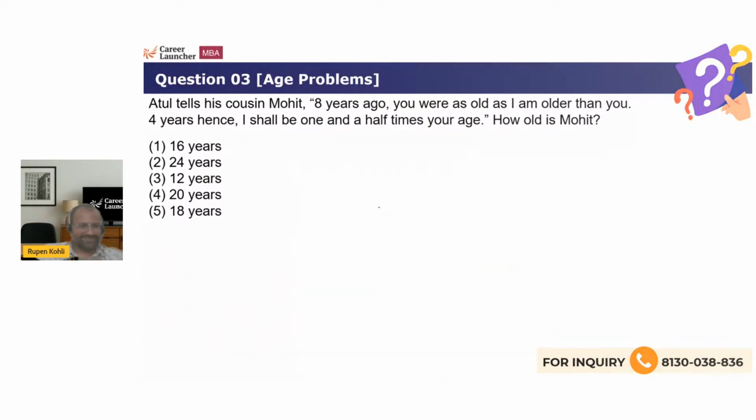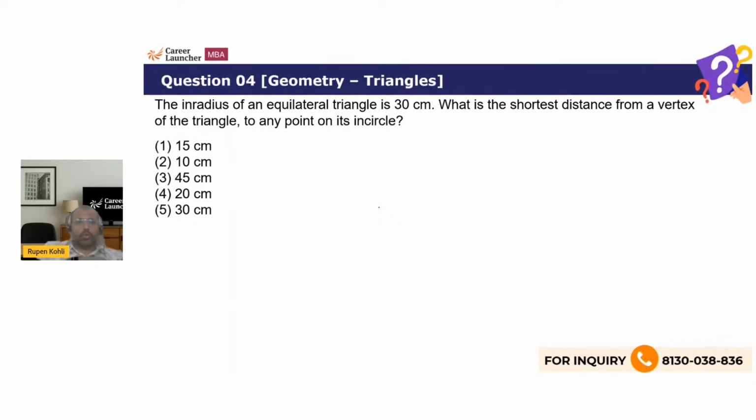Okay, next one. Something on geometry now. The inradius of an equilateral triangle is 30. What is the shortest distance from a vertex of the triangle to any point on its incircle? Geometry is all about knowing the properties. If you know them, questions look very direct. The more properties you are aware of, the more you can get them correct. There is an equilateral triangle and an incircle of that, with inradius given as 30.